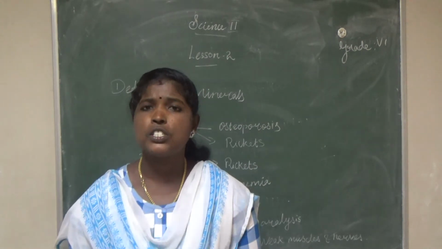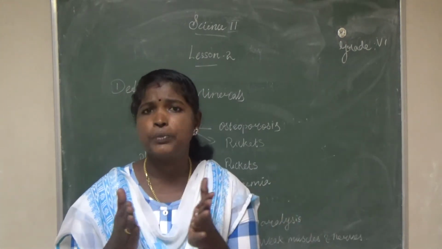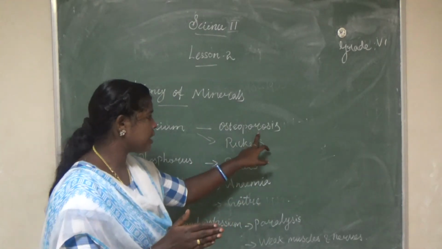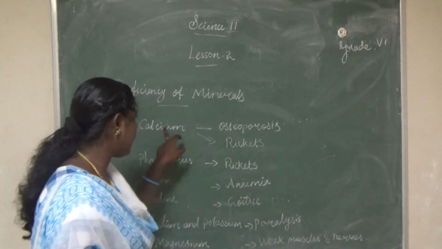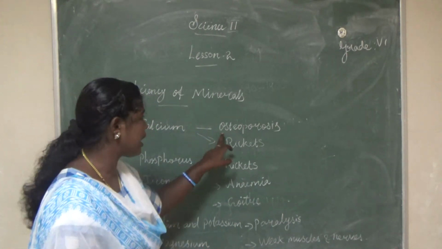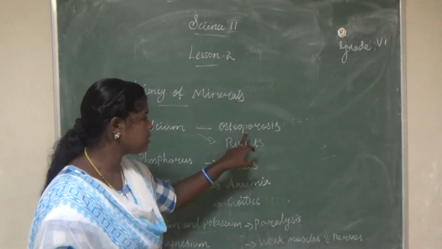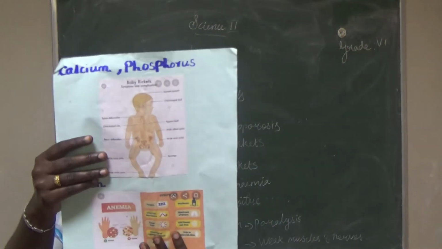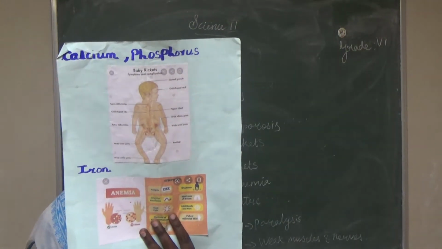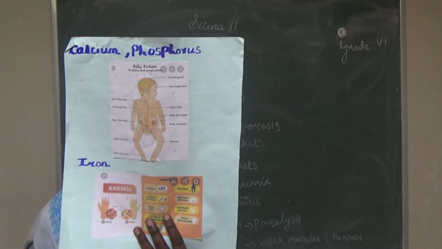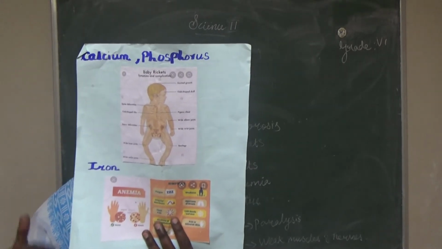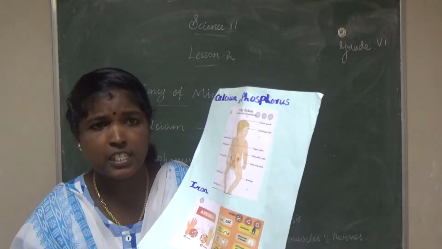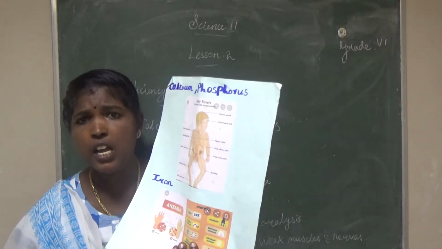What is the deficiency disease? Lack of calcium in our diet leads to osteoporosis in adults and rickets in children. What are the symptoms of rickets? Brittle bones, bleeding, stunted growth, weak teeth and bones, and also wide elbow and knee joints and a pigeon-like chest. These are some of the symptoms of rickets.